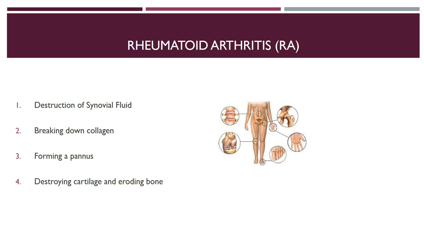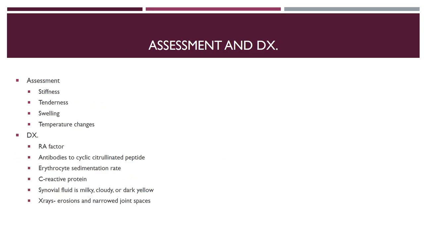So for the most part, with rheumatoid arthritis, the body's actually attacking itself. It's destroying the synovial fluid and the collagen, which is the cushion between the bones and the joints. And because of that, it starts to erode the bone itself. For an assessment and diagnosis, you're going to assess stiffness, tenderness, swelling, and temperature changes. When I think of rheumatoid arthritis, I always remember the older ladies that have the hands that seem to be not so far as disfigured, but just have that shift in an angle.